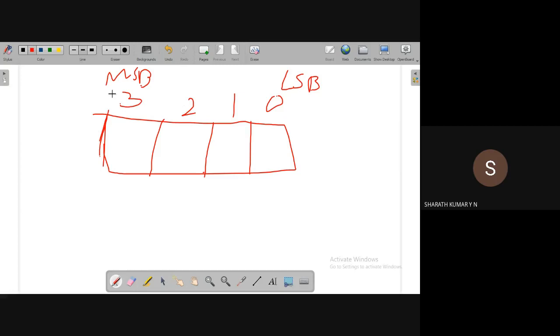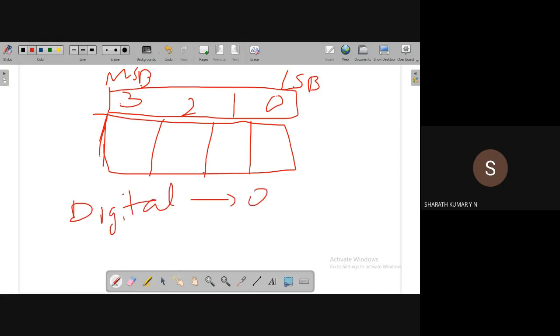Okay, this representation is in terms of the decimal number system. But in a microcontroller and processor, since they are digital ICs, digital processors and controllers, everything should be in terms of binary, zeros and ones. There cannot be a decimal number system like 2, 3, 4 or 9, 10, 11. It should be in terms of binary.